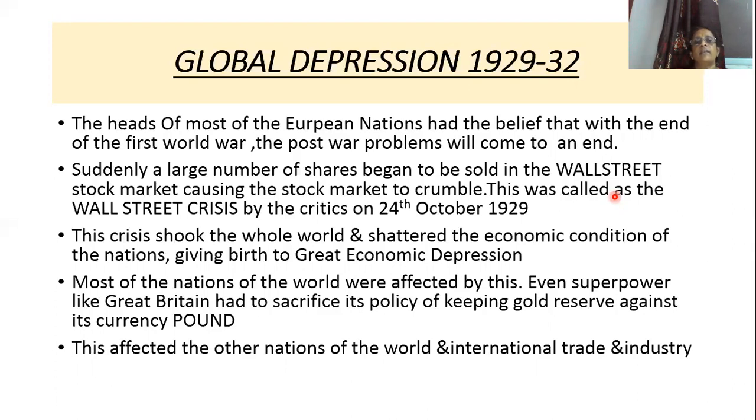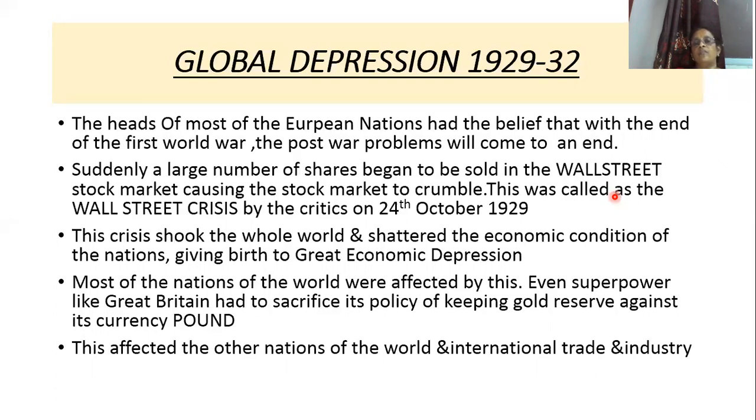So what is that Wall Street crisis? The heads of most of the European countries felt that at the end of the First World War, the problems of the world would come to an end. But during that time, suddenly in the stock market, a large number of shares began to be sold, and the stock market had to face destruction. That came to be called the Wall Street crisis by the critics on 24th October 1929. And it had a great impact all over the world. The economic condition of whole nations was shattered. That led to the great economic depression.